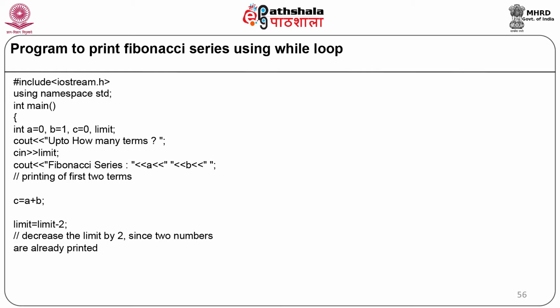Next, c equal to a plus b, limit equal to limit minus 2. Here we are decreasing the limit by 2 because two numbers are already printed. Now our loop will be while limit, inside that cout c. Now we are saying a equal to b, b equal to c, c equal to a plus b and limit minus minus. Our while loop ends and return 0, our main program ends.